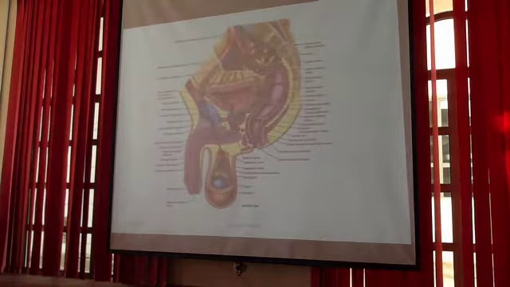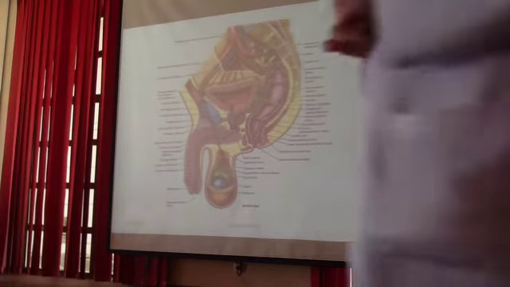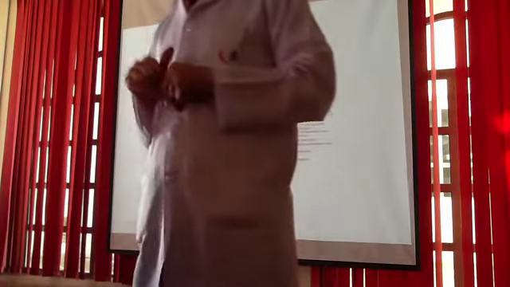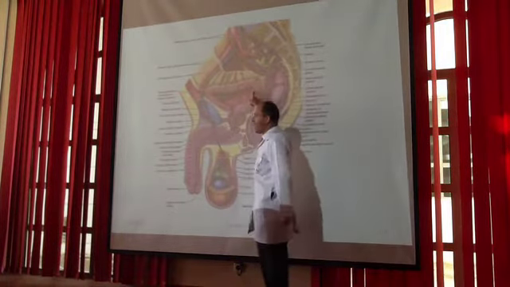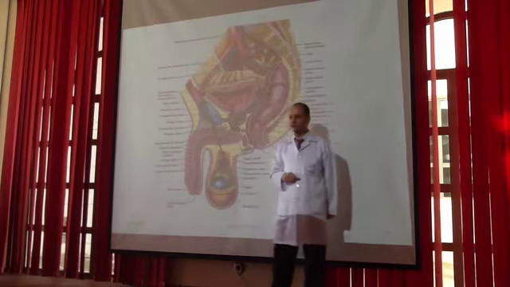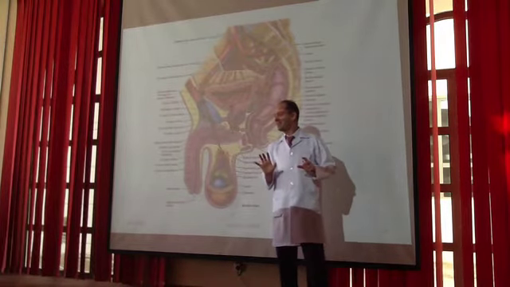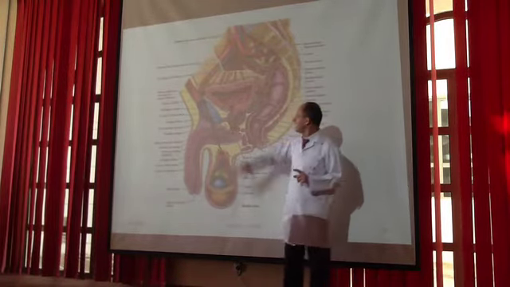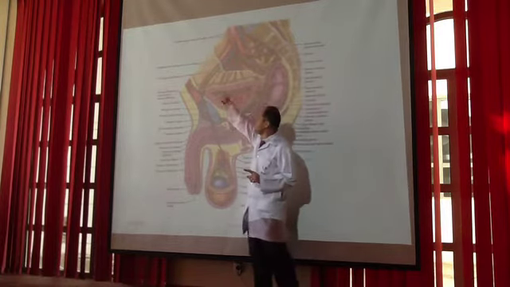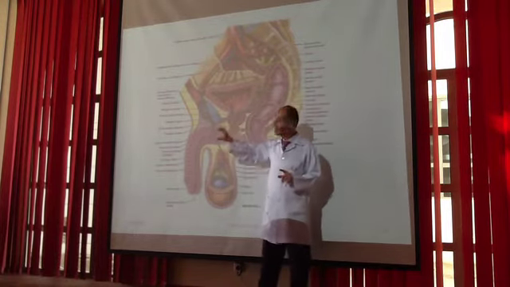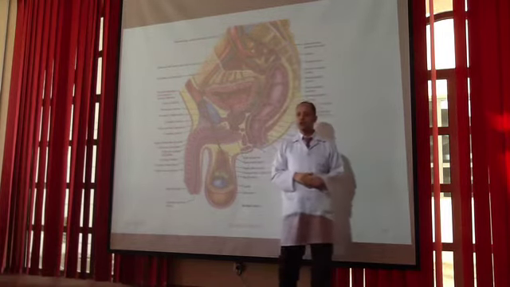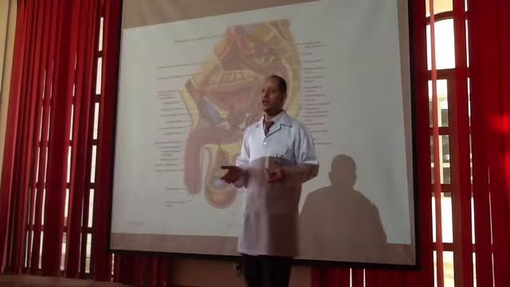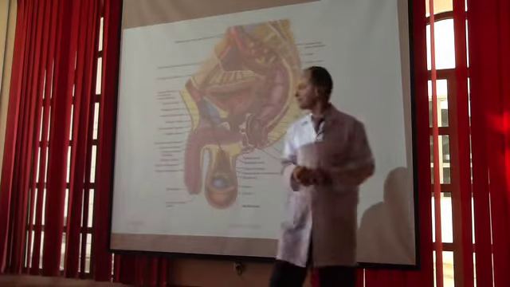Sympathetic or parasympathetic? Sympathetic, excellent. Sympathetic will make relaxation for the wall and contraction for the sphincter. Once it reaches the limit, the opposite works. Parasympathetic causes contraction of the wall of the urinary bladder and relaxation of the sphincter for evacuation. So the one helping your evacuation is parasympathetic.